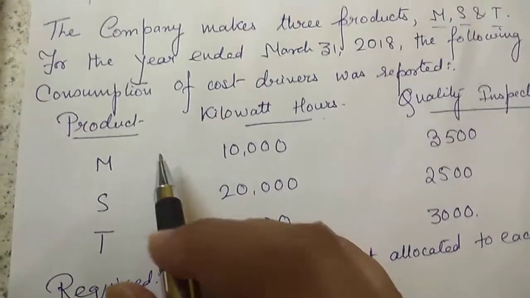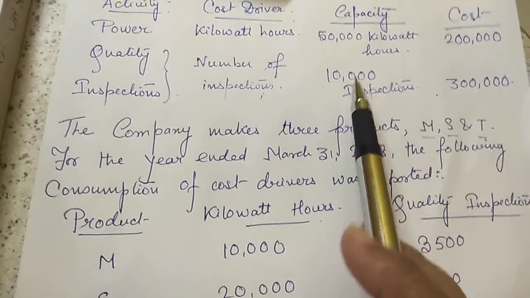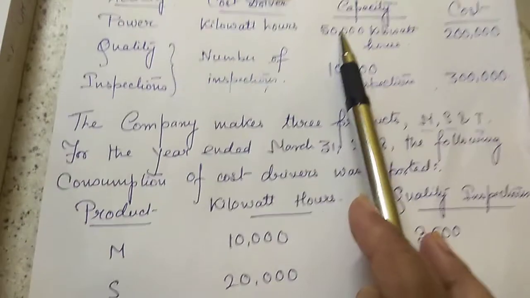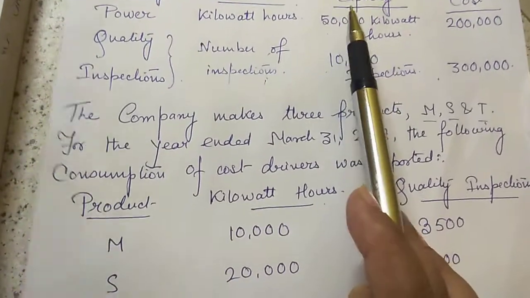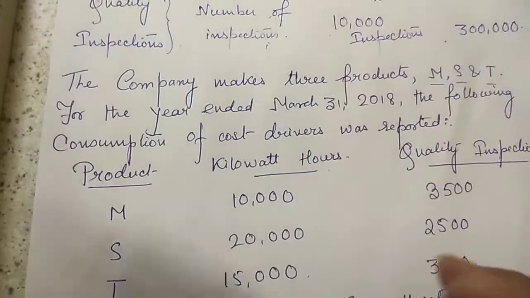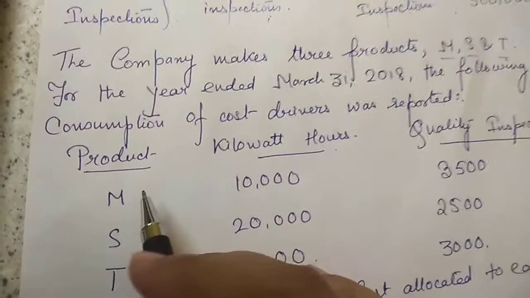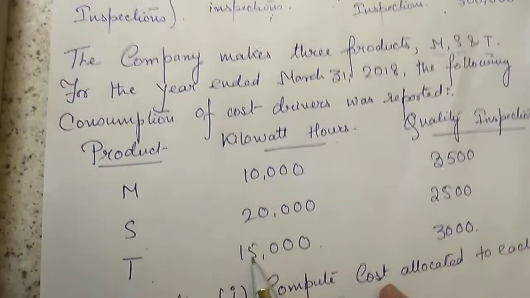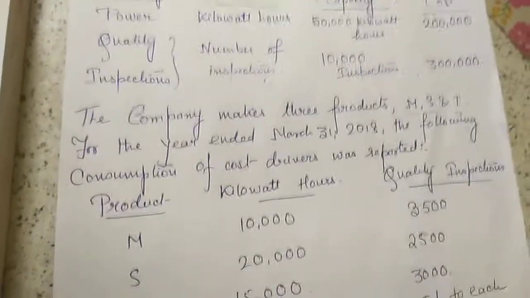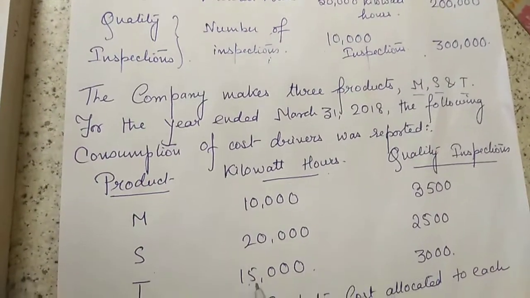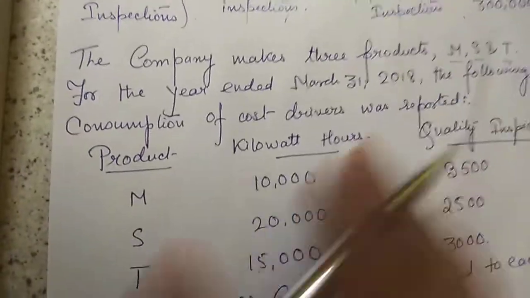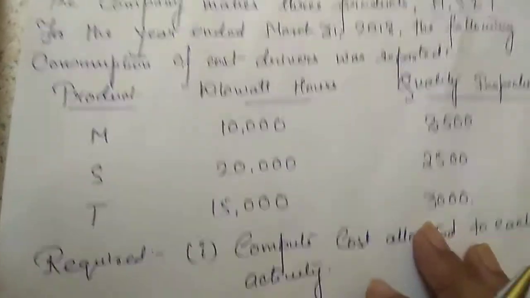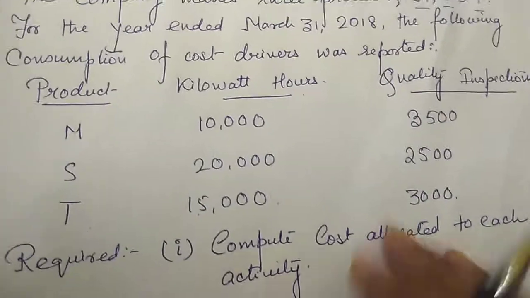This is my total cost driver. Now this cost driver has been allocated to the individual products, M, S and T. 10 plus 20 is 30, 30 plus 15 is 45,000. That means there is some unutilized capacity. We are not bothered about unutilized capacity. In any factory, in practical cases, there can be some unutilized capacity.